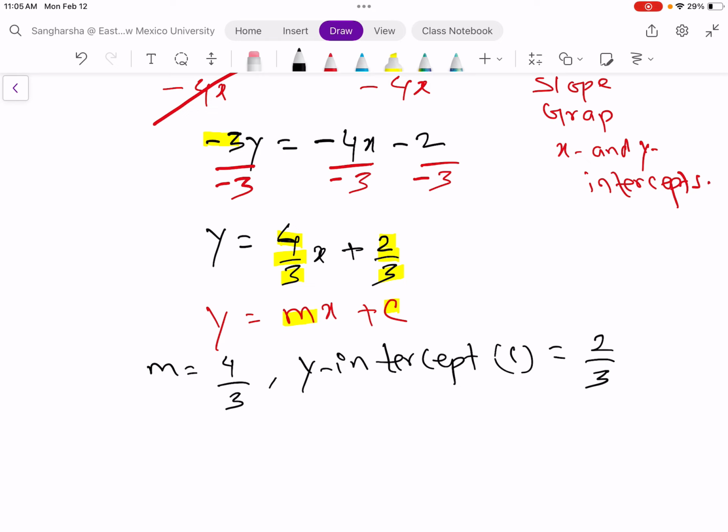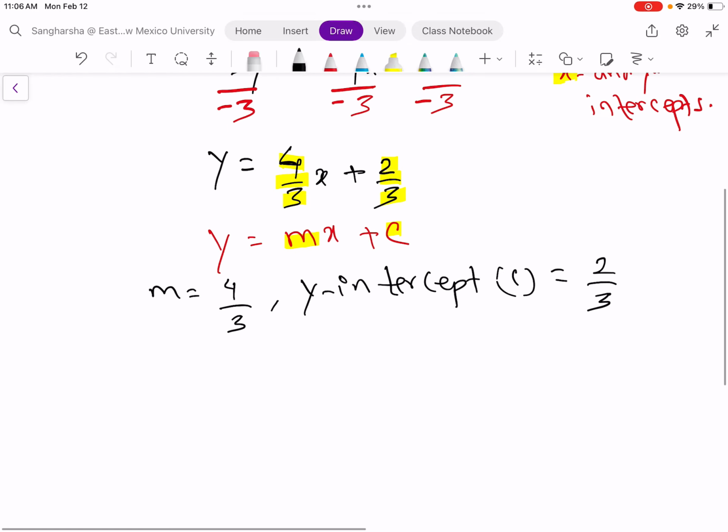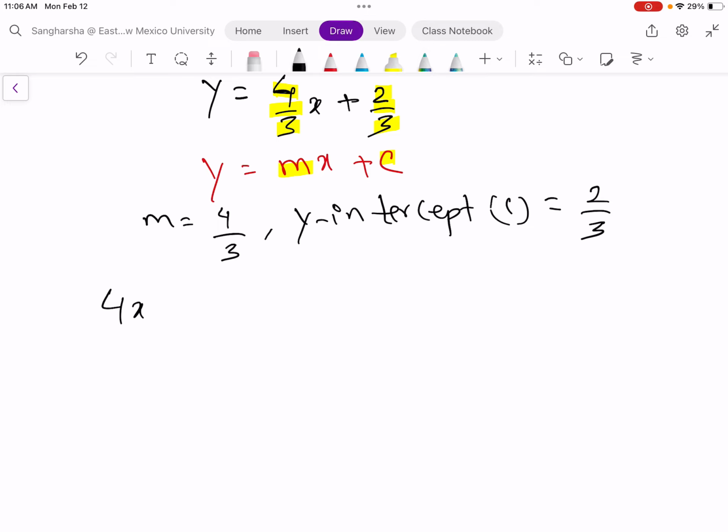Now we need to graph this equation and we need to find the x-intercept. Now how do we find the x-intercept? The x-intercept is a point on the x-axis, right? And every point on the x-axis has y coordinate 0. So if you substitute 0 for y in the equation, you get the x-intercept. So let me take our equation 4x minus 3y equals negative 2. For the x-intercept, we substitute y equals 0. And for the y-intercept, we substitute x equals 0.